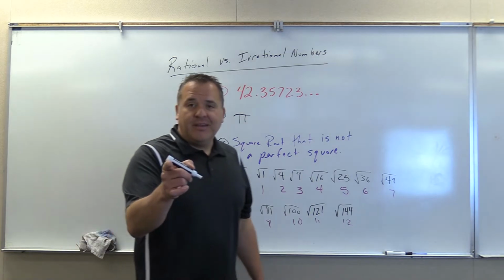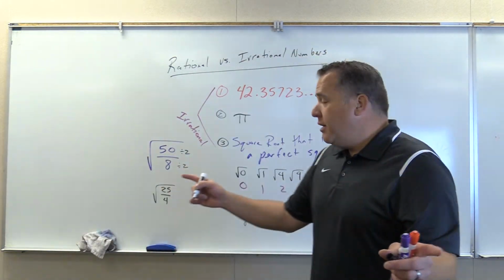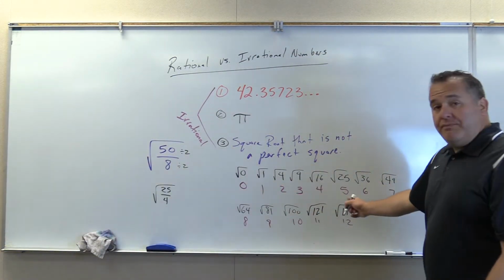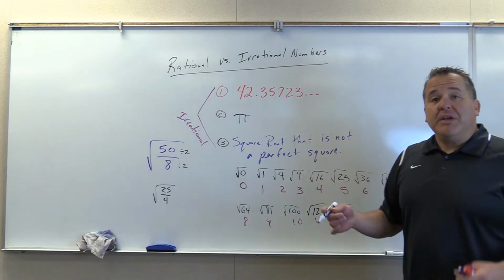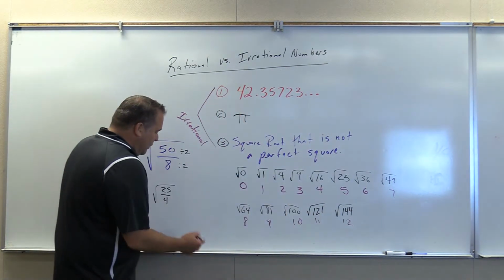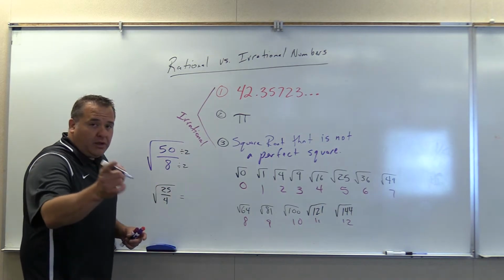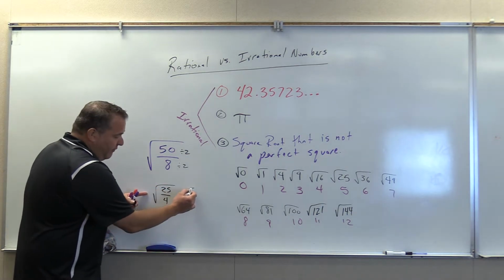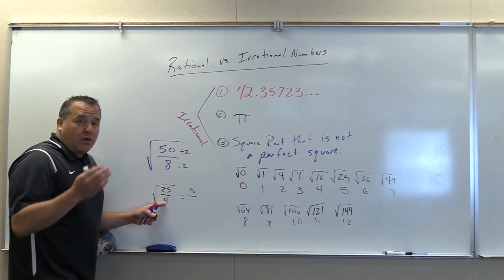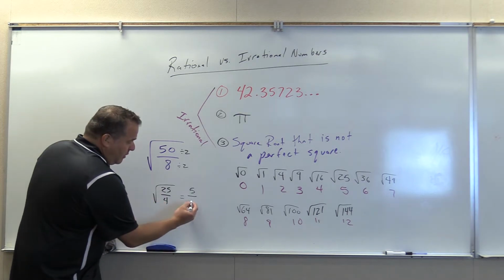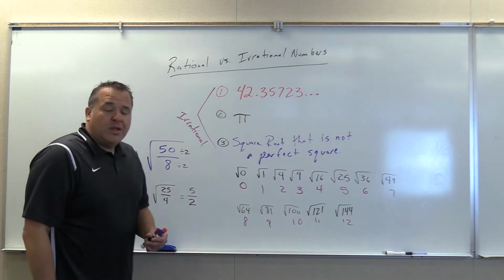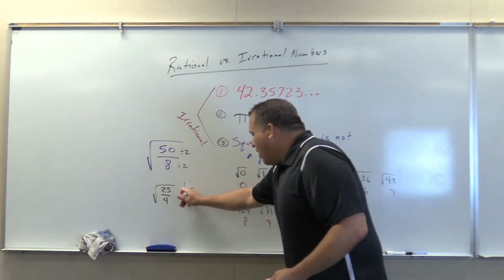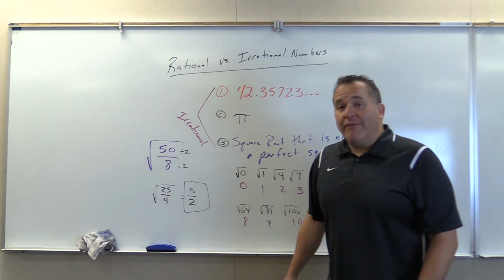You see that? Now if we look at that, look, is 25 in your chart? You bet it is right there, because 5 times 5 is 25. So what this is going to equal, look now, the square root of 25 is 5. And the square root of 4 is 2. So see, what we really have, this really is 5 over 2.